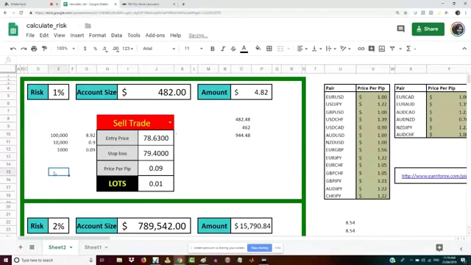So now what you have here is I go, okay, it's 9 cents a pip. If I'm going to risk 1% of my $480 account, I can risk $4.82. It says I can take one micro lot. What if I was risking 2%?